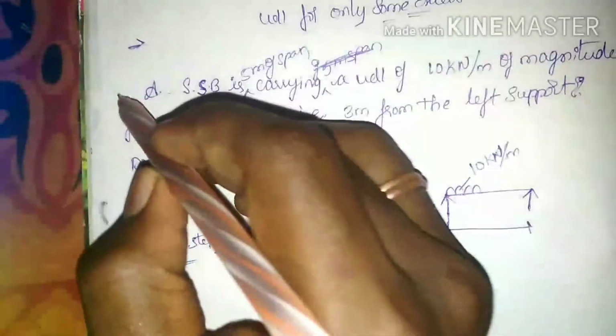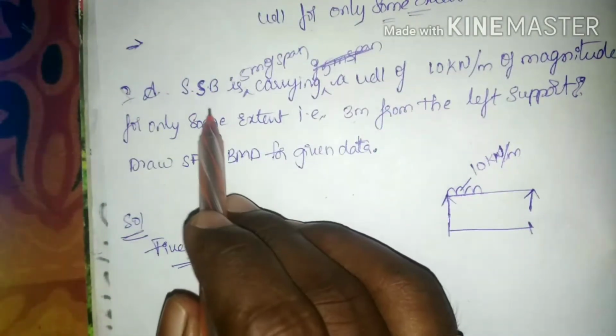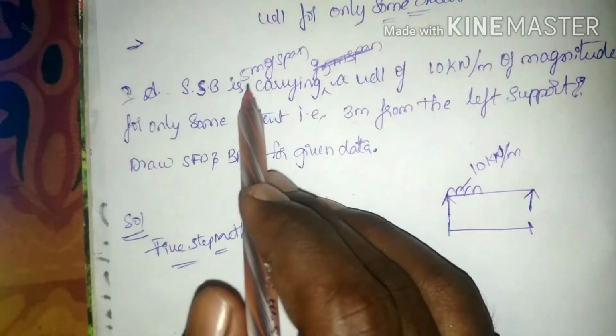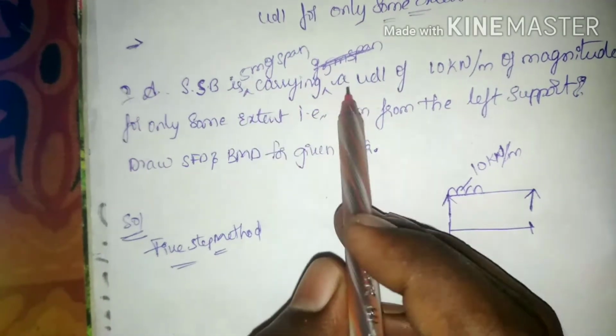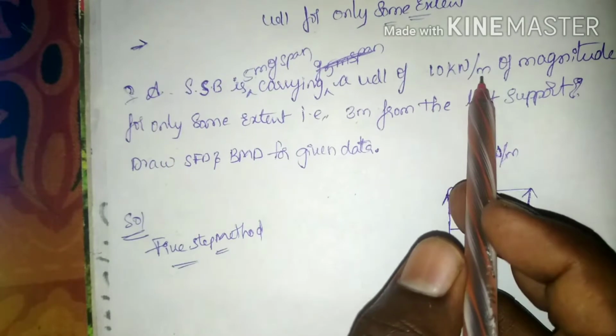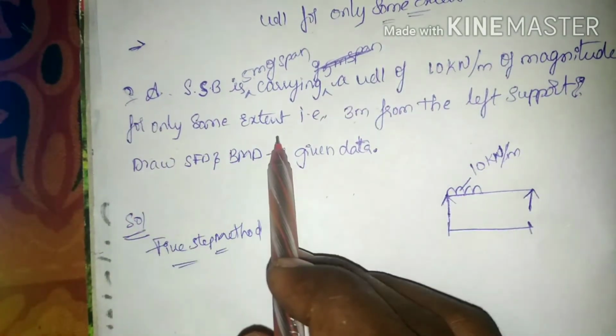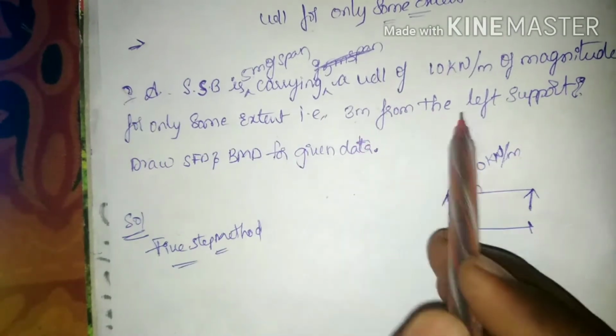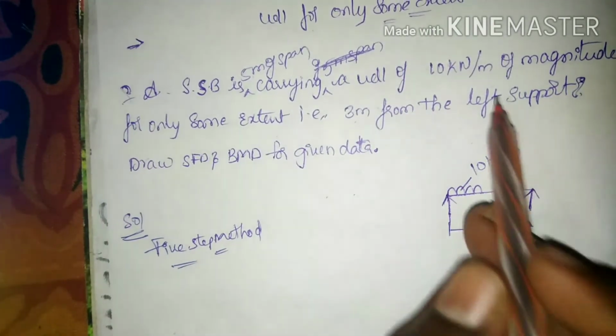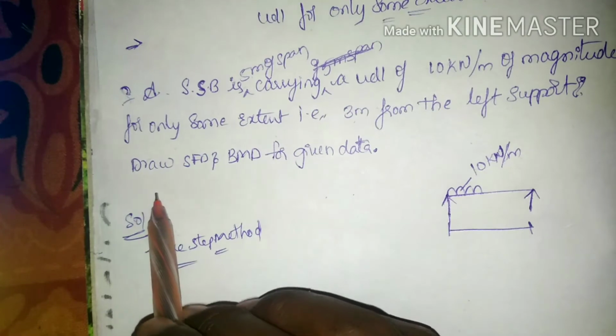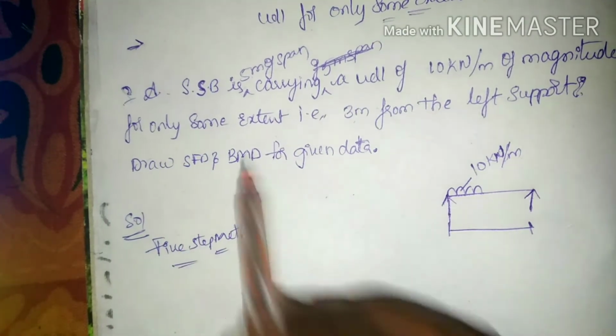Here we have a question: a simply supported beam of span 5 meters carrying a UDL of 10 kilonewton per meter magnitude for only some extent, that is 3 meters from the left support. For the given data we have to draw the shear force diagram and bend moment diagram.